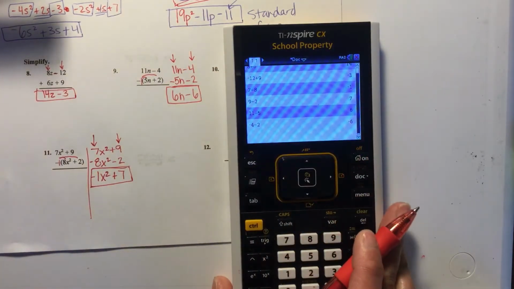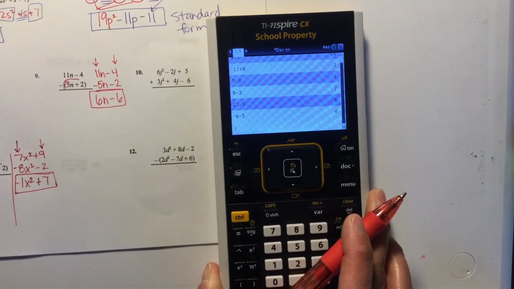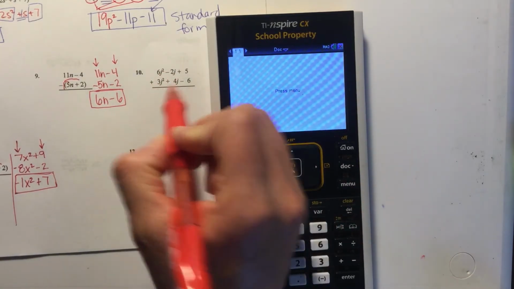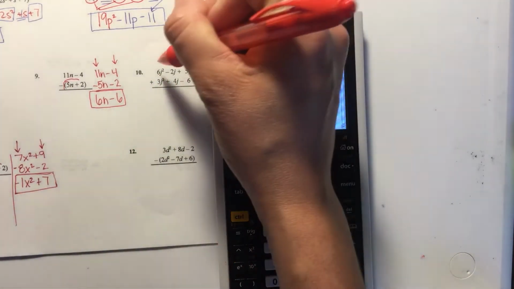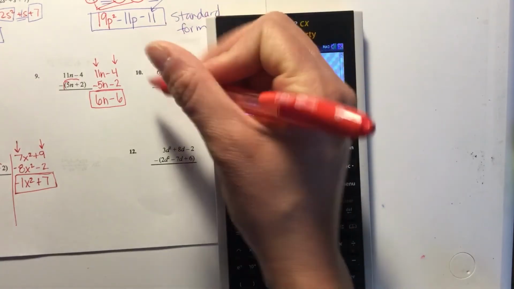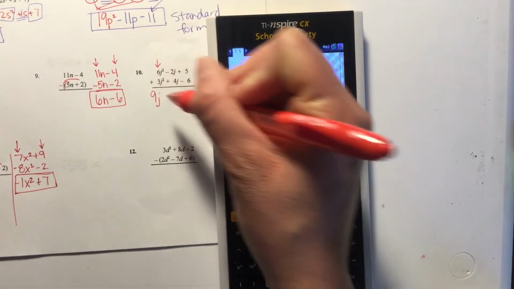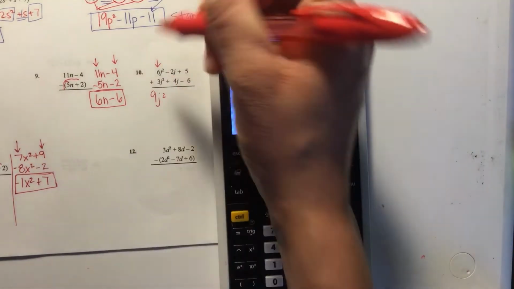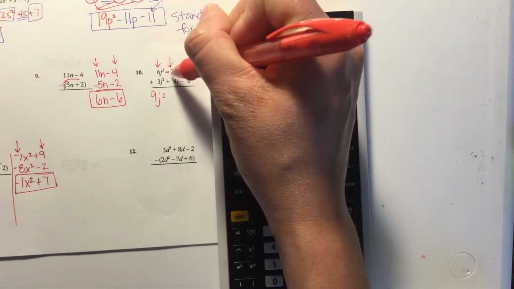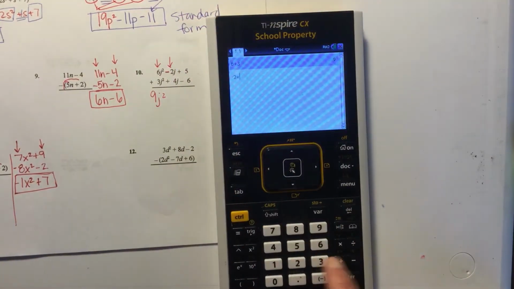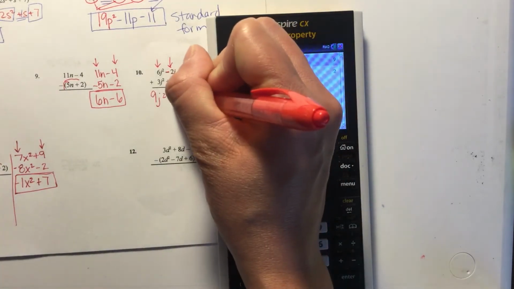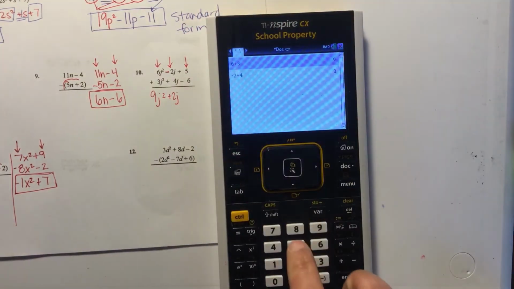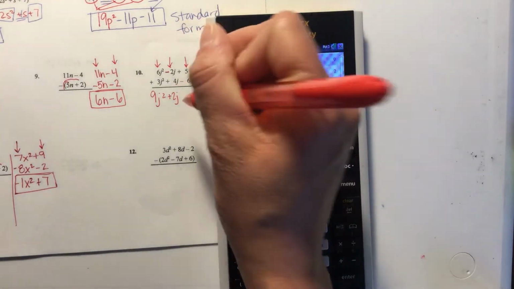Number 10, you have addition signs, so it's not going to change. When it's a plus, you combine them the way they are. So here you're taking 6 plus 3, 9j squared. So 6 plus 3 is 9. Here you're taking a negative 2 plus 4. Negative 2 plus 4 is a positive 2j. Here you're taking a positive 5 minus 6. 5 minus 6, negative 1.